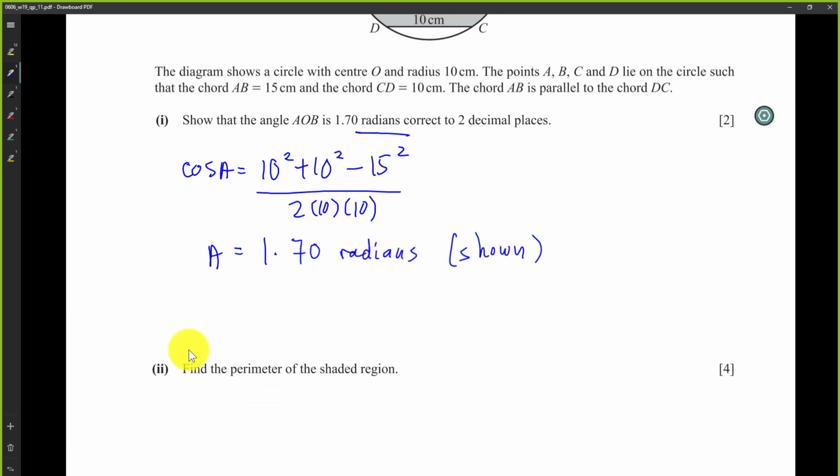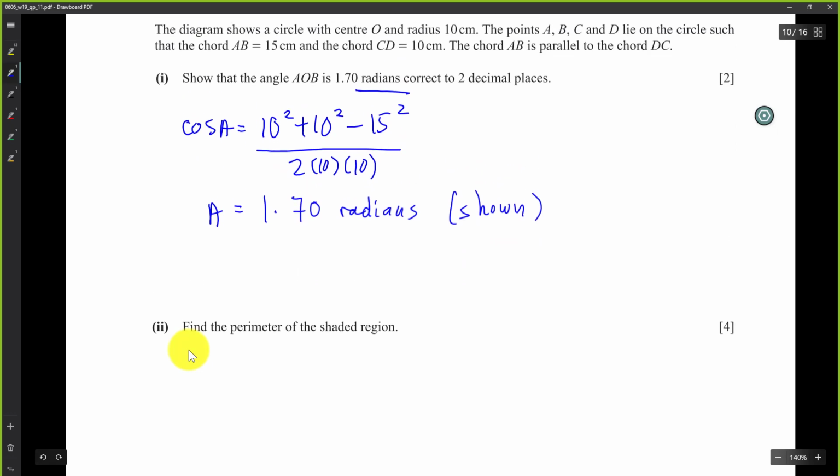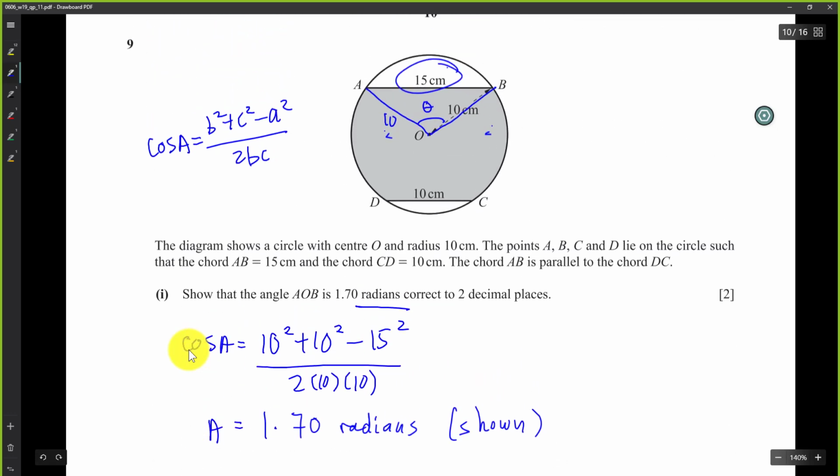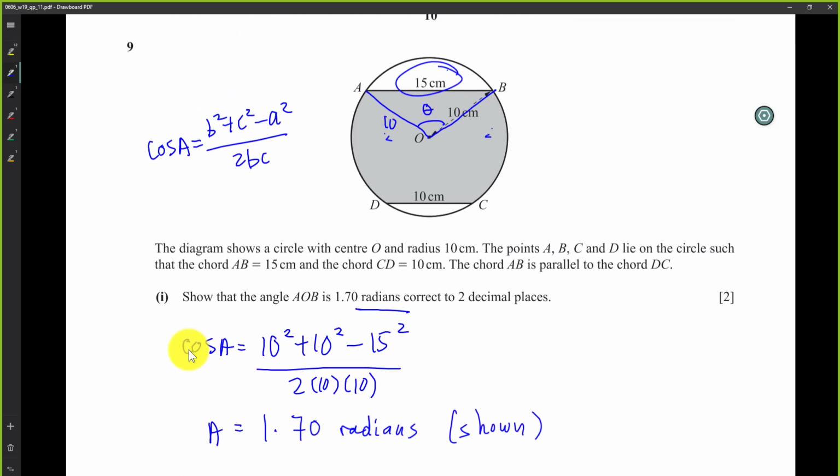Okay, so find the perimeter of the shaded region. So right now I need a perimeter here. So I need to know both of these lengths. This is my objective, right? So let's see what we can do here. We need to solve some other angle also, I believe. So we have to think like this.